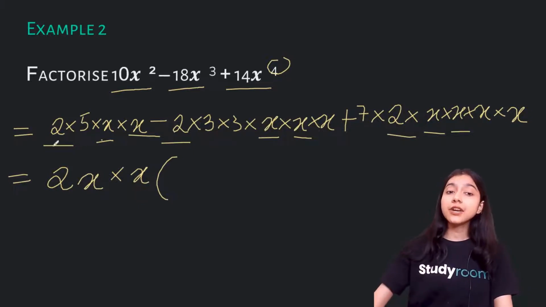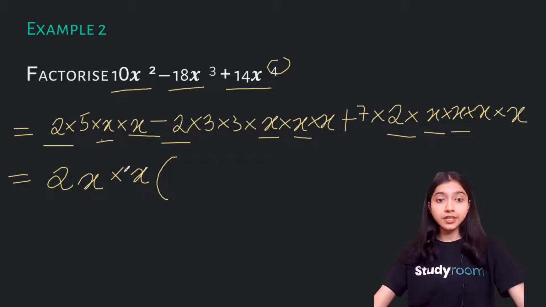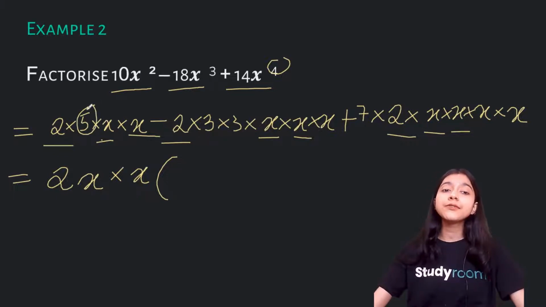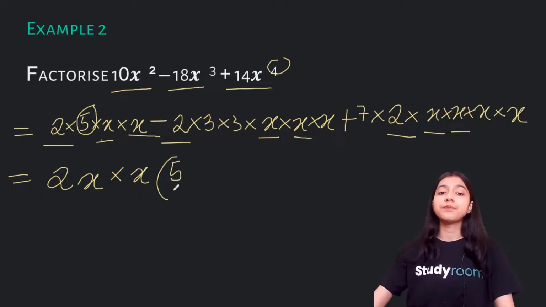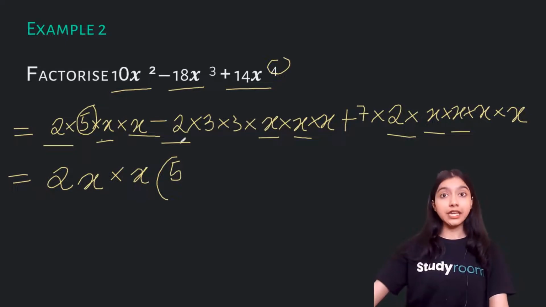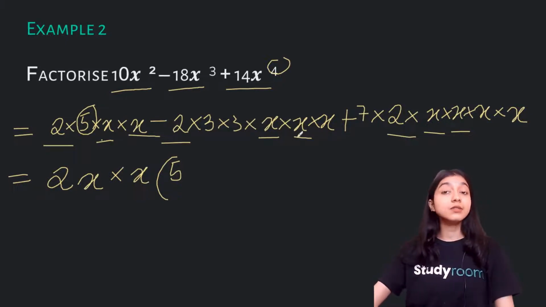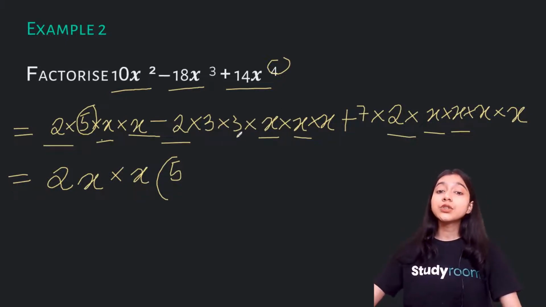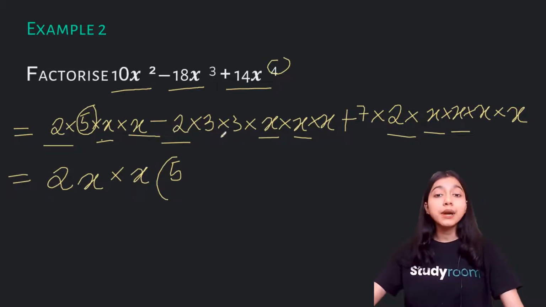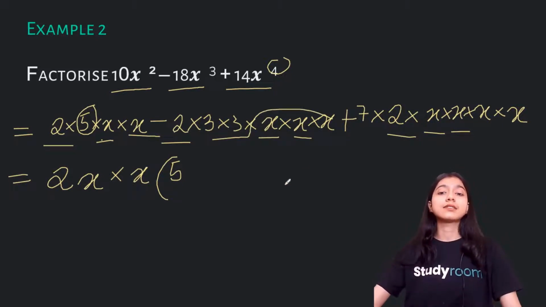So in the first term we have taken 2x and x outside the bracket. We are left with only 5. So we'll be writing 5 over here. Now in the second term we have taken 2, this x common outside. So we are left with 3 multiplied with 3, that is 9, multiplied with this x. That is 9 multiplied with x gives us 9x. But here we have a minus sign. So I'll be giving a minus sign and then 9x.